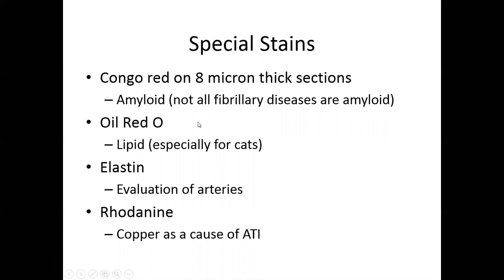We can do an oil red O. That's going to help us identify lipid. I like to do that a lot in cats that have lipidosis in their tubules or in the interstitium. I can do an elastin to evaluate the arteries. So if I'm worried about arteriosclerosis, I'll do an elastin. I've actually started doing an elastin on most of the cat biopsies I get. If the patient presents with some type of quote-unquote Fanconi's-like syndrome, one of the differentials for that would be copper in the liver, also often in the kidney, and so I can do a rhodanine to see if I can identify copper.